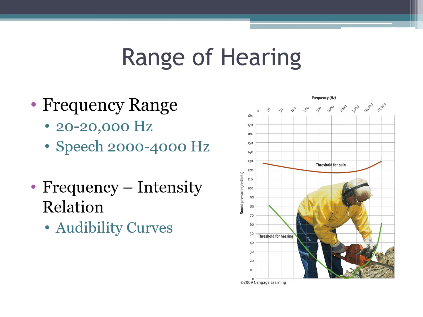I'm going to talk a little bit about our range of hearing. We have a frequency range that we can hear from about 20 hertz, so 20 cycles per second, to about 20,000 hertz, 20,000 cycles per second. And speech is right in there at 2,000 to 4,000 hertz.